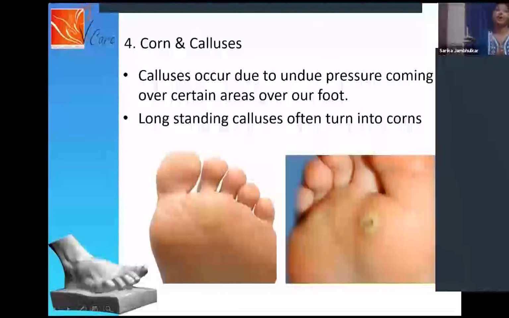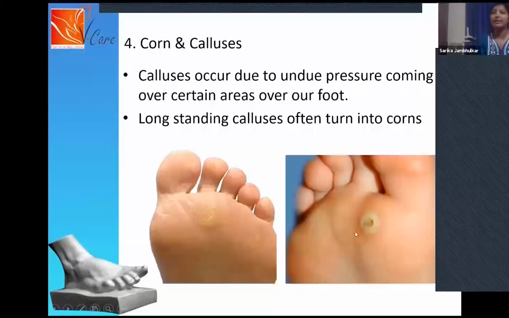And the fourth point is corns and calluses. Calluses occur due to undue pressure coming over certain areas of our foot, and long-standing calluses often turn into corns. Now in general, in our practice, you will not get patients with complaints of corns and calluses. But depending on the person's foot alignment, suppose someone has flat feet, there will be lots of forefoot pressure, and there you will be able to see these calluses on the forefoot, particularly the great toe and the first metatarsal head.